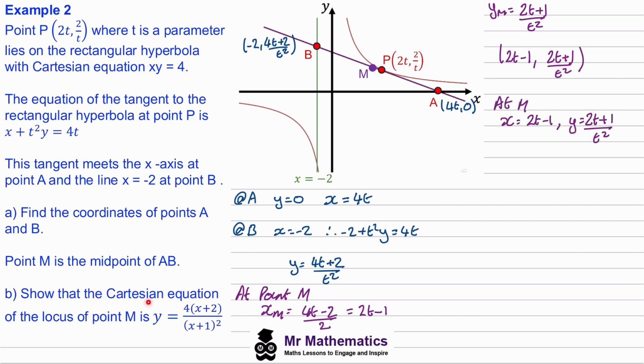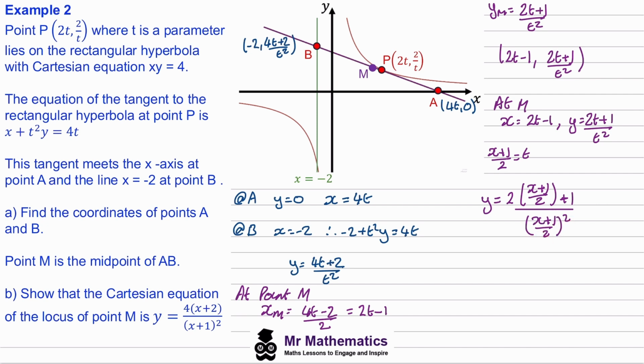So to work out the Cartesian equation for the locus of point M, we can make t the subject of this equation and then write t in terms of x into our equation for y. So (x plus 1) divided by 2 will be t. Then we'll substitute this into here and here. So y will be equal to 2 lots of t plus 1, divided by t squared.